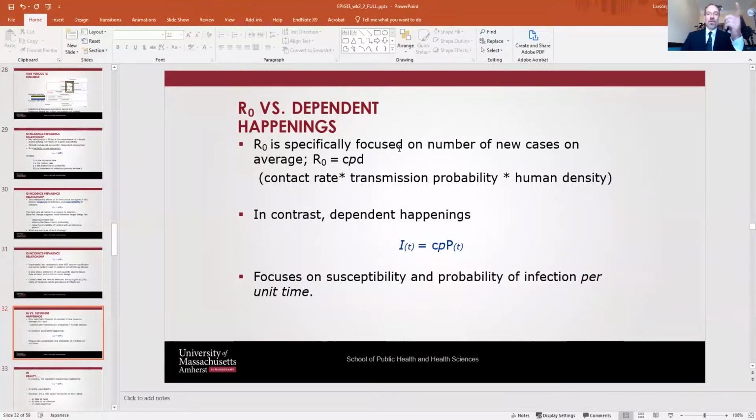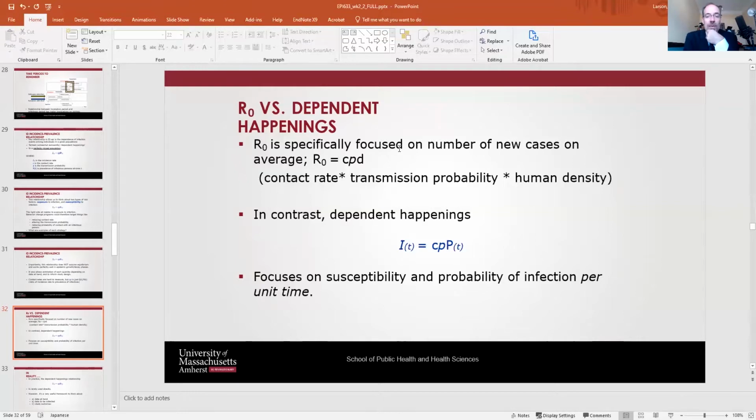R naught versus dependent happenings. R naught is specifically focused on number of new cases on average. So the number R naught, just to refresh you, is the number of new cases that arise from each individual case of disease. R naught equals CP times D, contact rate, times the transmission probability, times the human density.